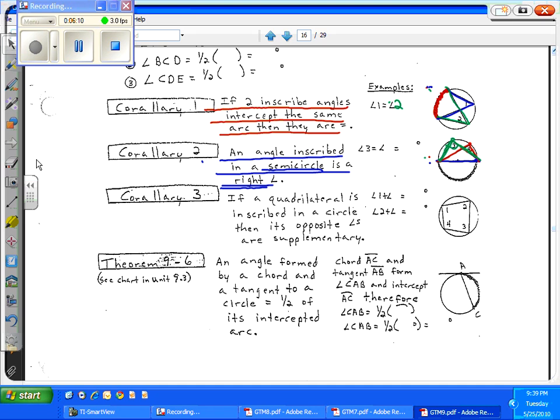Why? Because look what they're intercepting. The arc that they're intercepting is the other semicircle, which is 180 degrees. They're inscribed angles, so they're going to be half of that, which is 90.